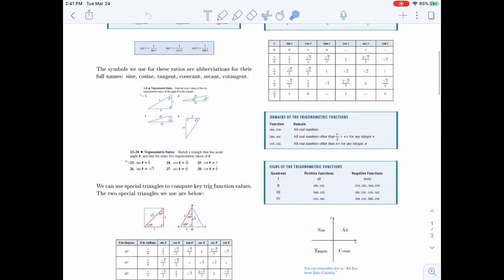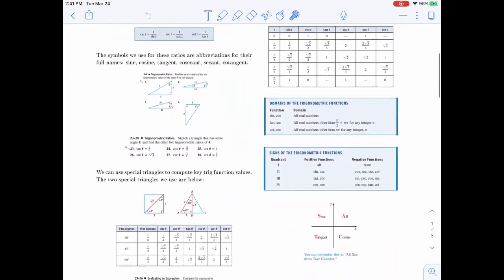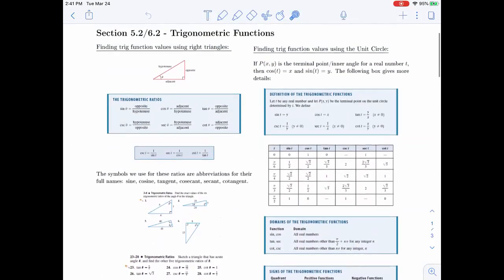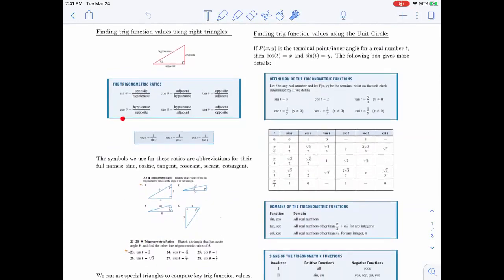So, let's see here. What did we talk about here? I'm assuming you guys know SOHCAHTOA. There's also the less common cosecant, secant, and cotangent, which are just the inverses of sine, cosine, and tangent. You can know those as well, but yeah.